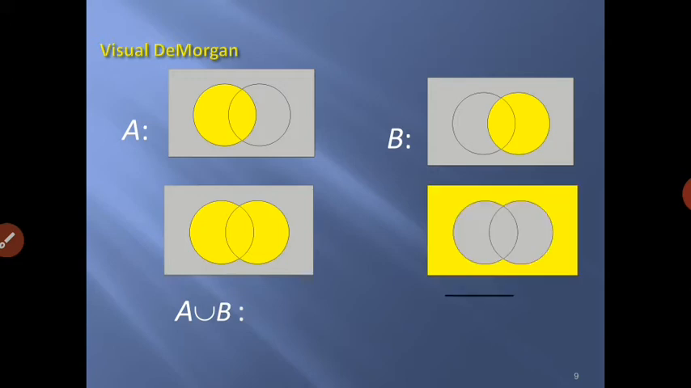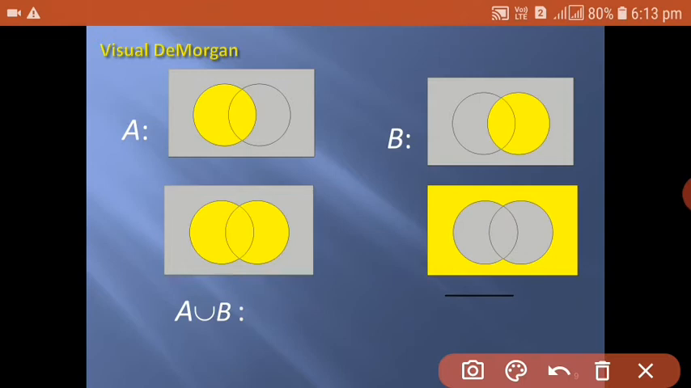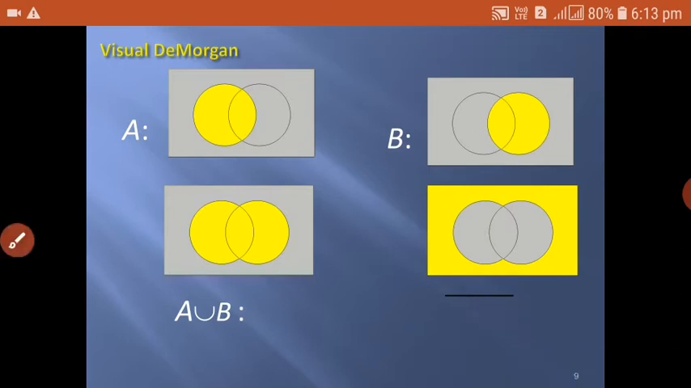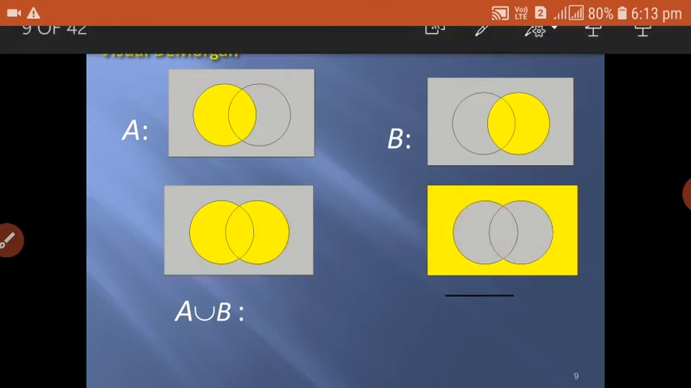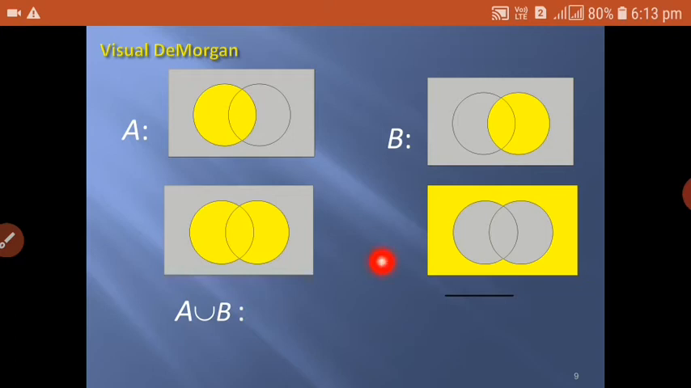And if you observe, this is nothing but A union B whole bar. So this is A union B, and the complement of this will give you this. Apart from A and B, the rest of the area will give you A union B whole bar. So this is what is known as A union B whole bar.